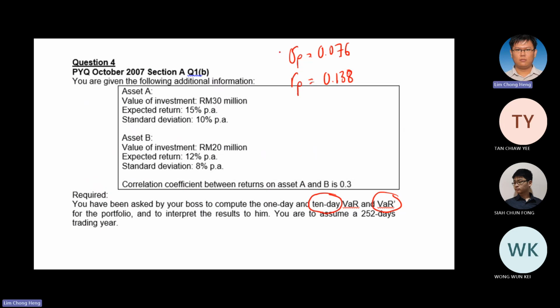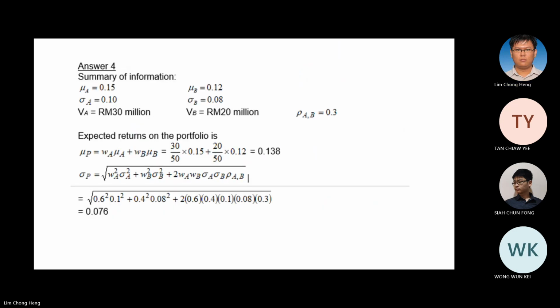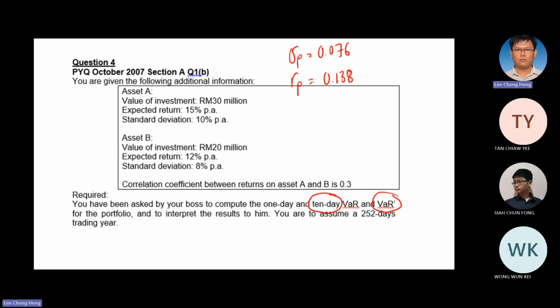So I already help you to calculate the portfolio standard deviation and the portfolio return. This is per annum. The data is annual data. So you need to convert to the daily first.